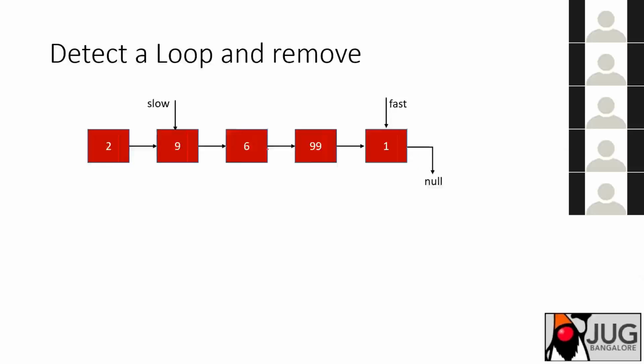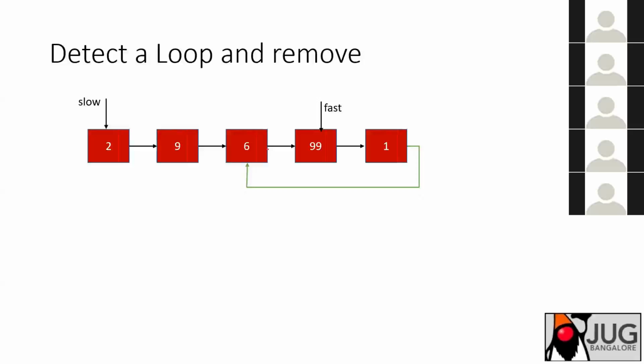I hope I cleared it. It is clear, guys. So what I did was, first I detected the loop, at node 99. Once the loop detection happened, you move the slow pointer back to the head reference. The head reference you already know, because I have not modified it. The head reference is at 2. So you moved back to 2.